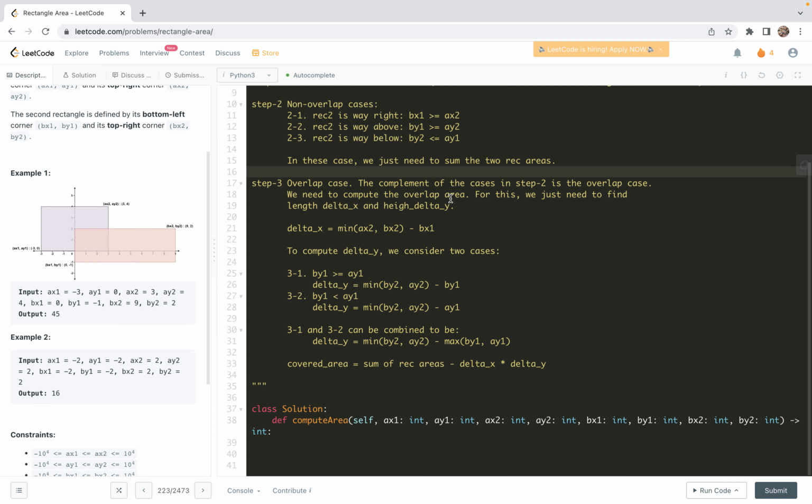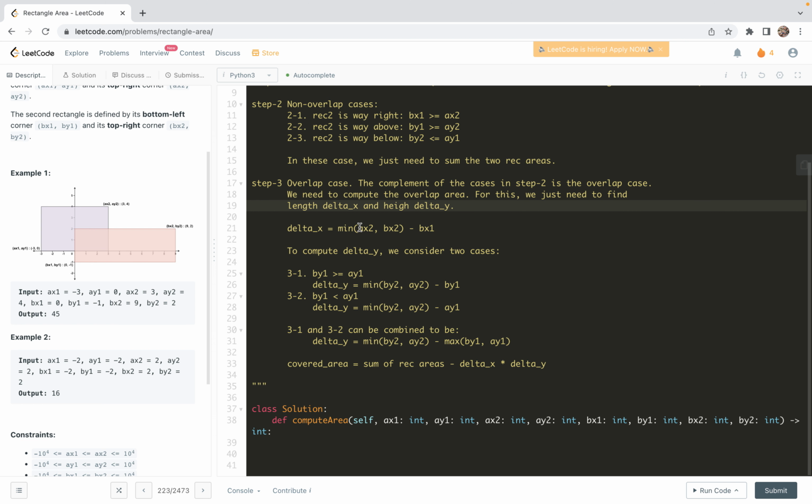In these cases, we just need to sum the two rectangle areas, right? Step 3, the overlap case. The complement of the cases in step 2 is the overlap case, right? In the overlap case, we just need to compute the overlap area. Once we can compute the overlap area, what we can do is to sum the two areas of the rectangles, then minus the overlap, as here.